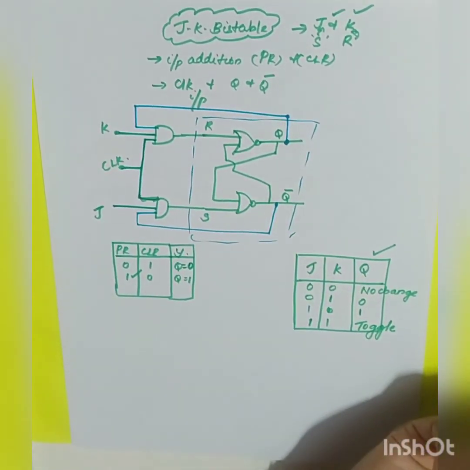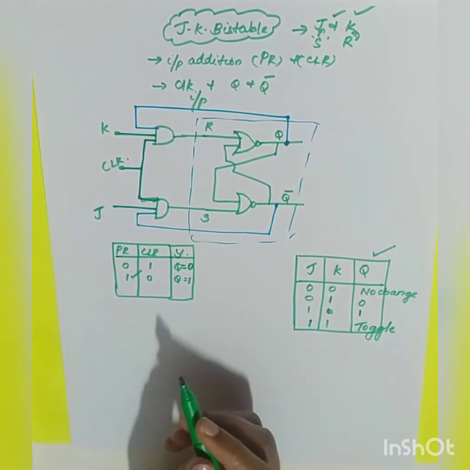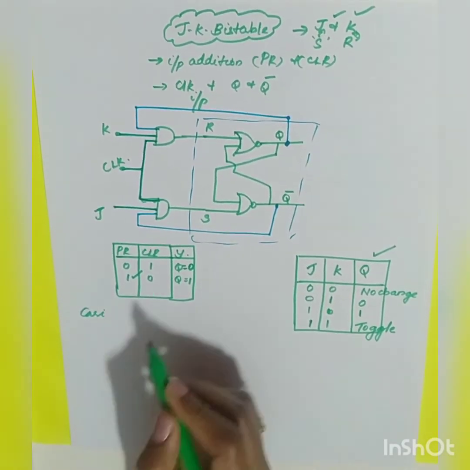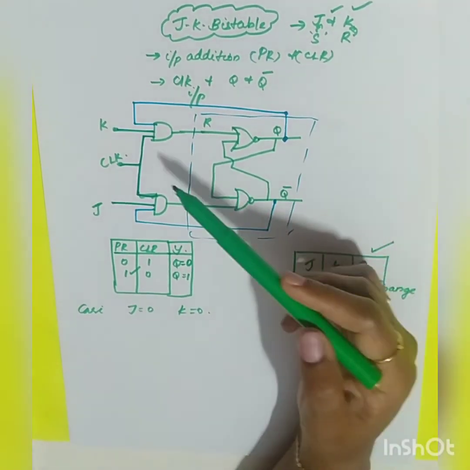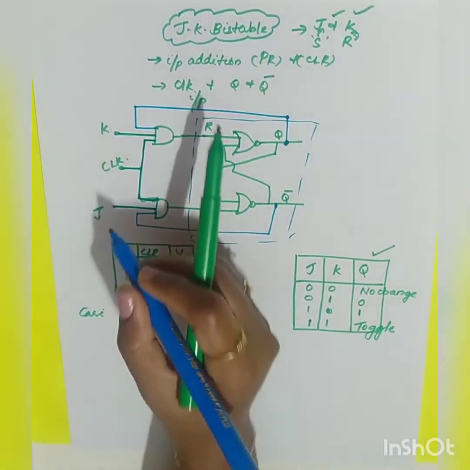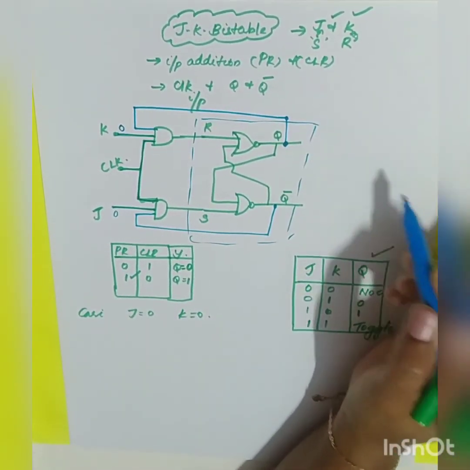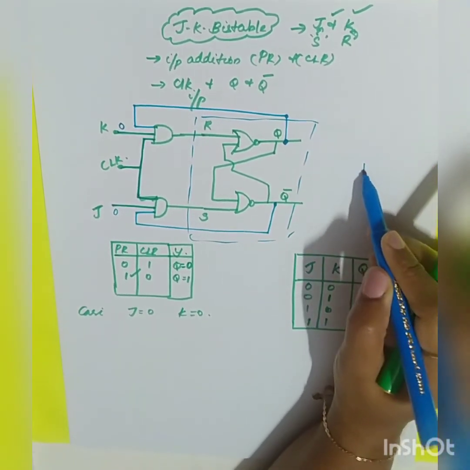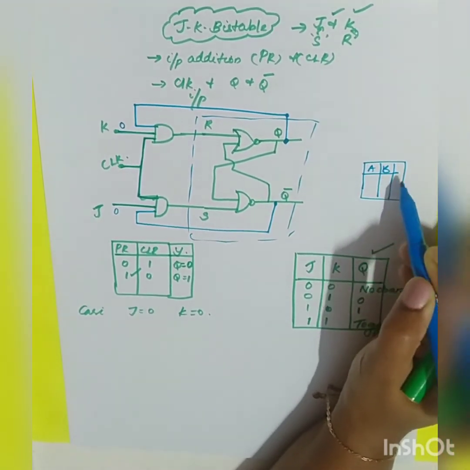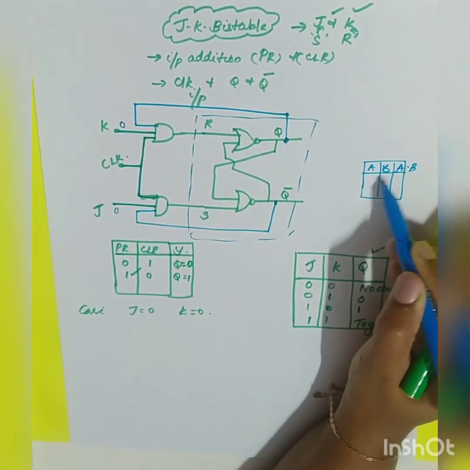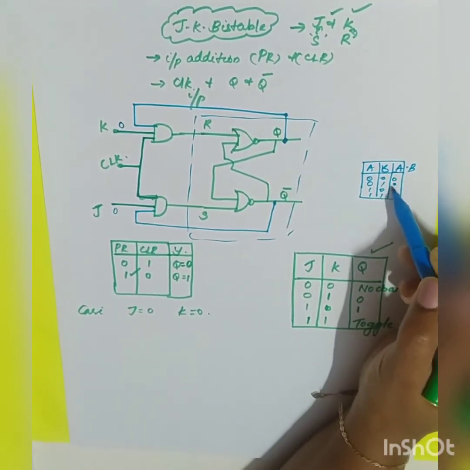The same working principle goes with your JK flip-flop. So let me take the first condition. Case 1, J is equal to 0, K is equal to 0. So what is the case of your AND gate? AND gate is multiplication. If any one input is equal to 0, right? A, B, Y for AND gate, A dot B, 0 0, 0 1, 1 0, 1 1. So if any one input is 0, your output is going to be 0.